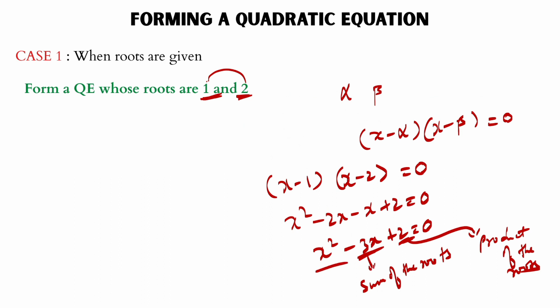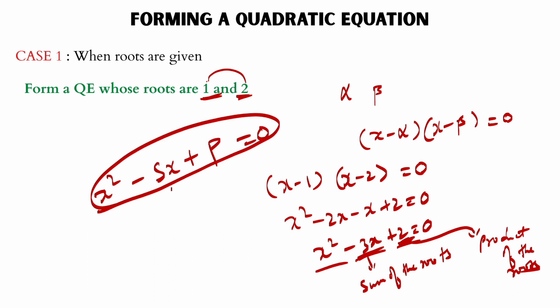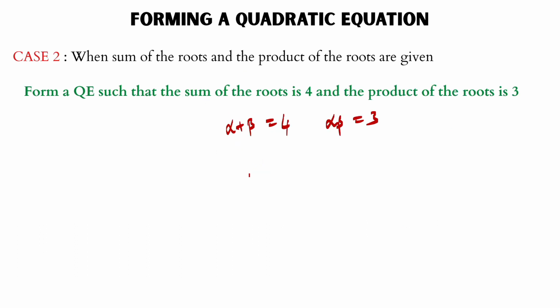Okay, see here, x square minus 3x plus 2, which means x square minus s x plus p is equal to 0, where s means sum, and here 2 is the product, so p. We have generalized this equation. So next time when you have the roots, just take the sum and substitute it in place of s, and the product and substitute it in place of p. Here x square minus sx plus p is equal to 0.